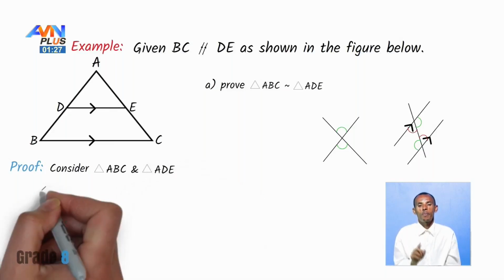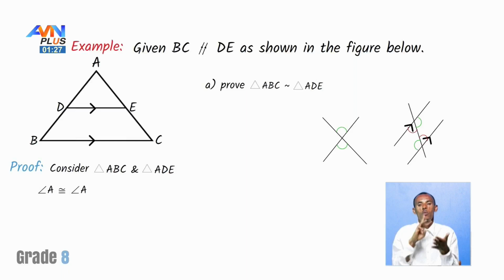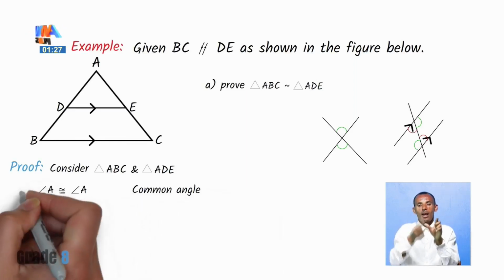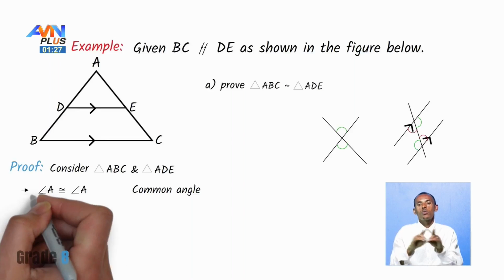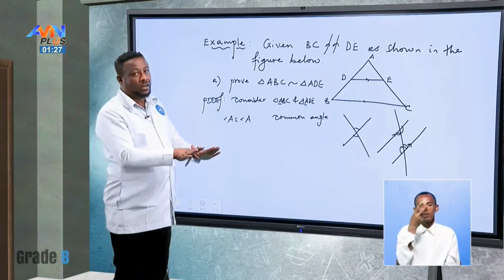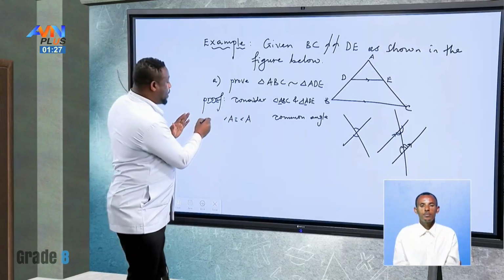So one of the things that we can see is angle A is congruent to angle A. Okay, we do have two congruent angles. This angle A is common for both. Okay, this is the common angle. So this is one of the things that we observe from the picture or from the figure.